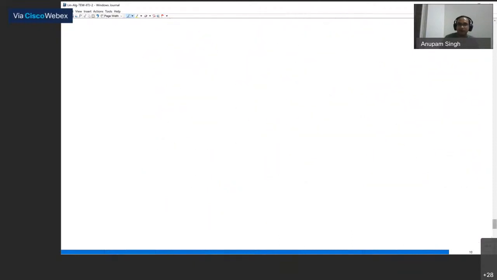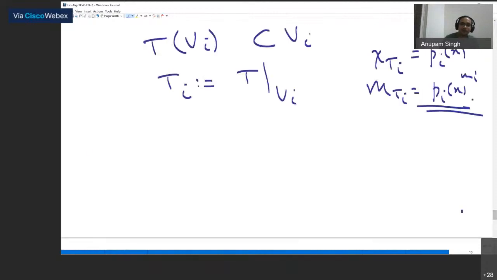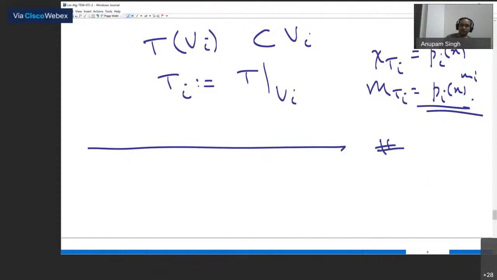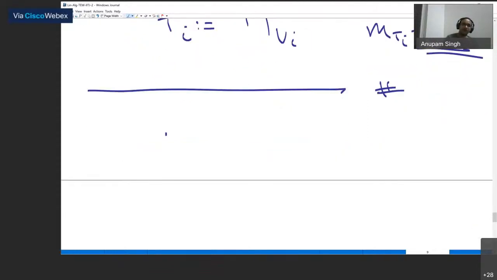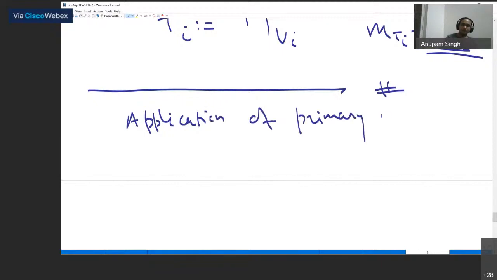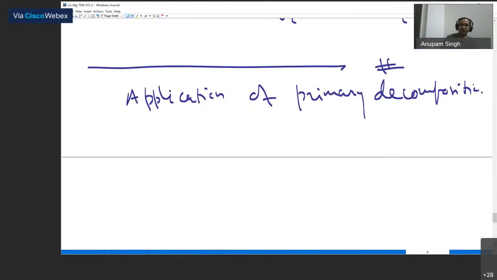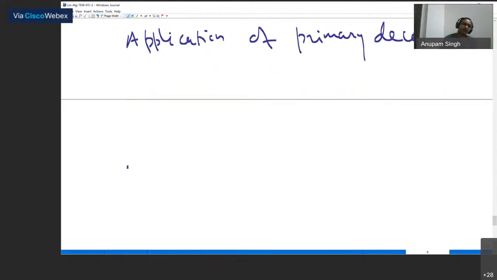And it's a very nice theorem. Let's try to apply this theorem and see what kind of results we can get. So this completes the proof of primary decomposition. Let's apply this theorem. So, application of the primary decomposition theorem.